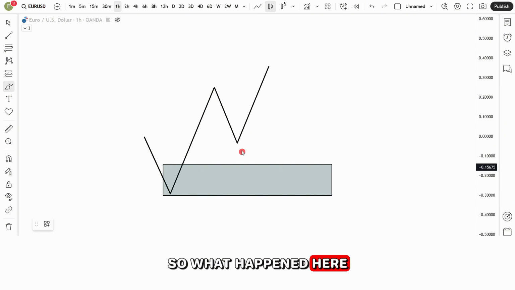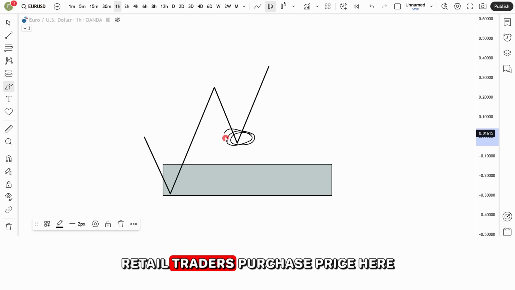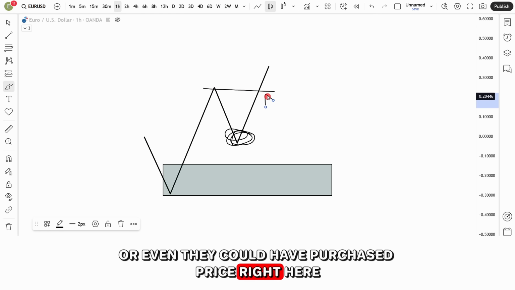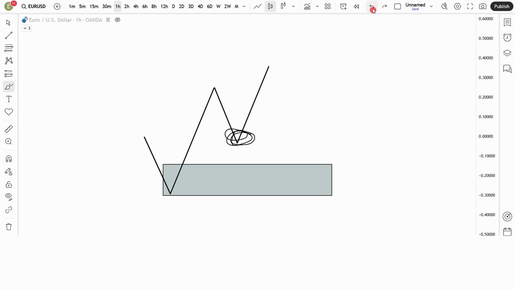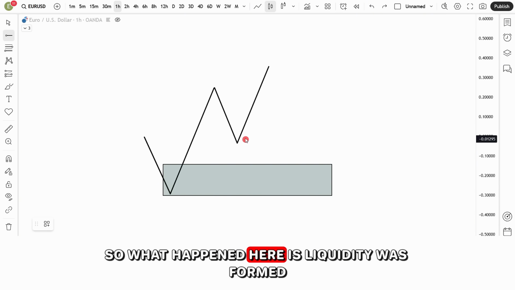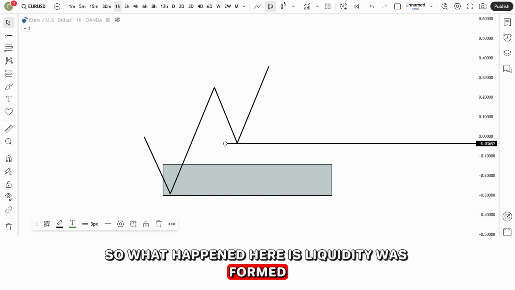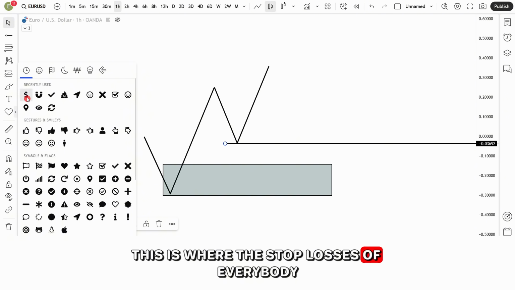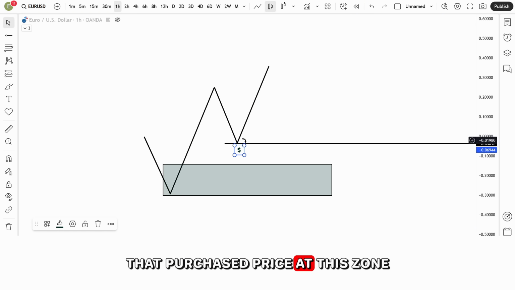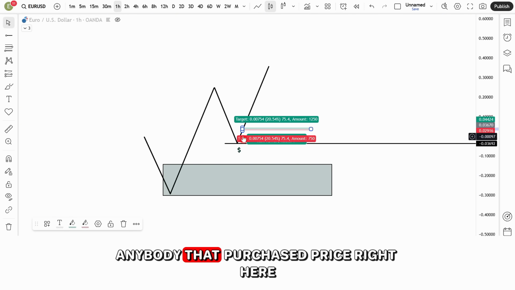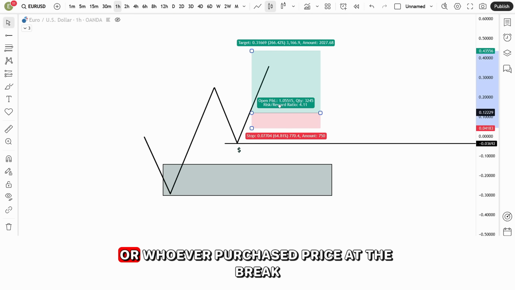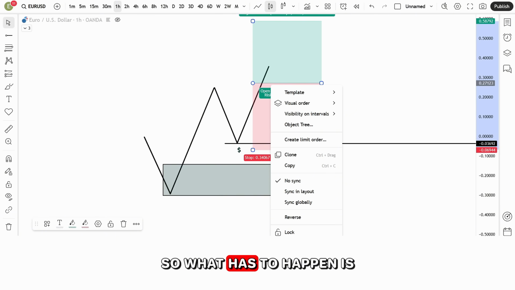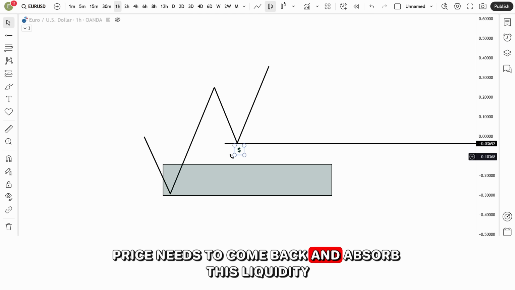So what happened here? Retail traders purchase price here, as seen price was climbing up, or they could have purchased price right here at this break of structure. So liquidity was formed. This is where the stop losses are, the stop losses of everybody that purchased price at this zone, or whoever purchased price at the break, with their stop losses being right here. So price needs to come back and absorb this liquidity.